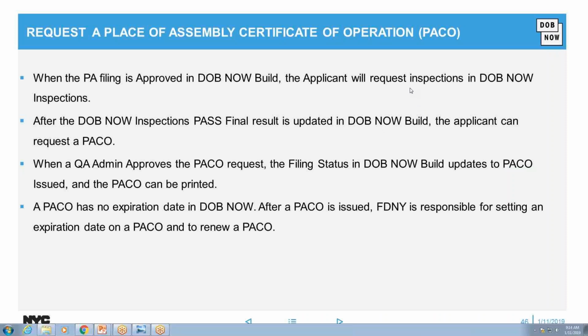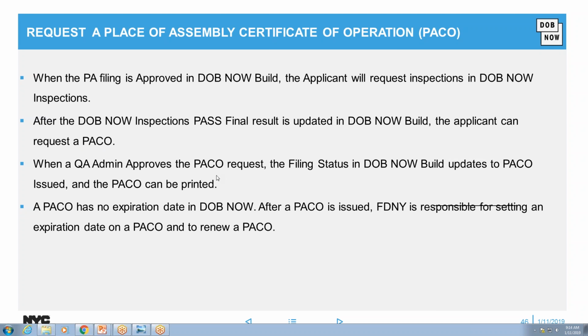Request the Place of Assembly Certificate of Operation, PACO. When the PA filing is approved in DOB NOW: Build, the applicant will request inspections in DOB NOW: Inspections. After the DOB NOW: Inspections passed final result is updated in DOB NOW: Build, the applicant can request a PACO.